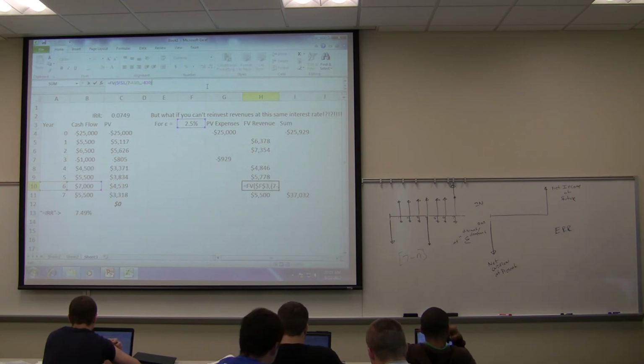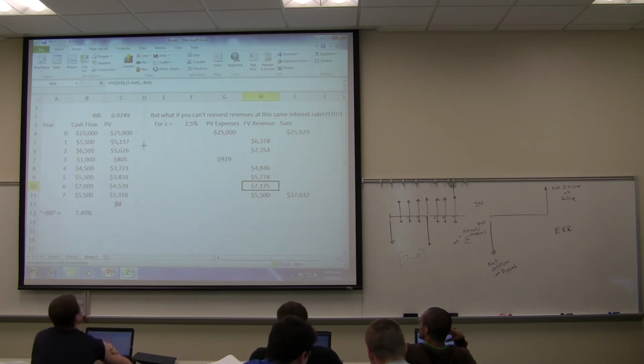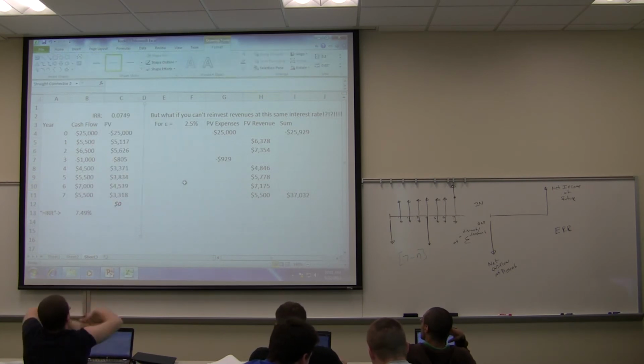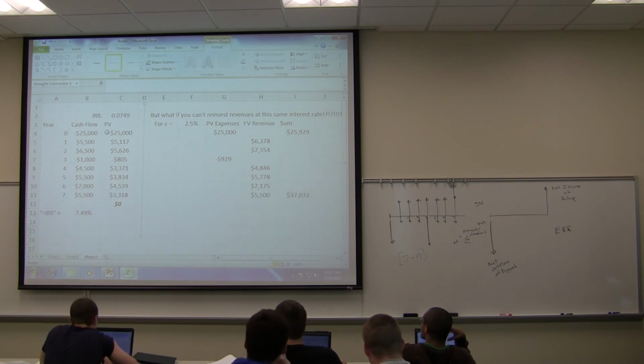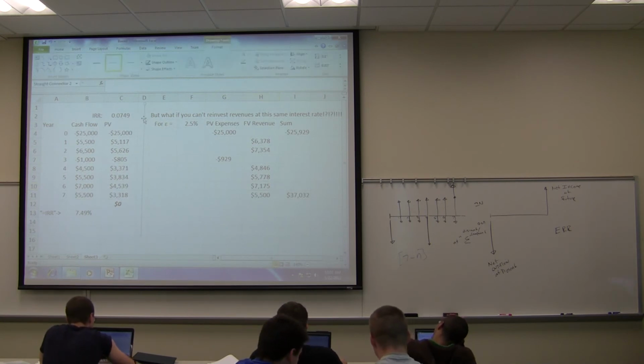So I have to emphasize that there's a big line here between these two parts of the problem. Nothing on the right side comes from the left side except for the cash flow. I'm not using the internal rate of return.